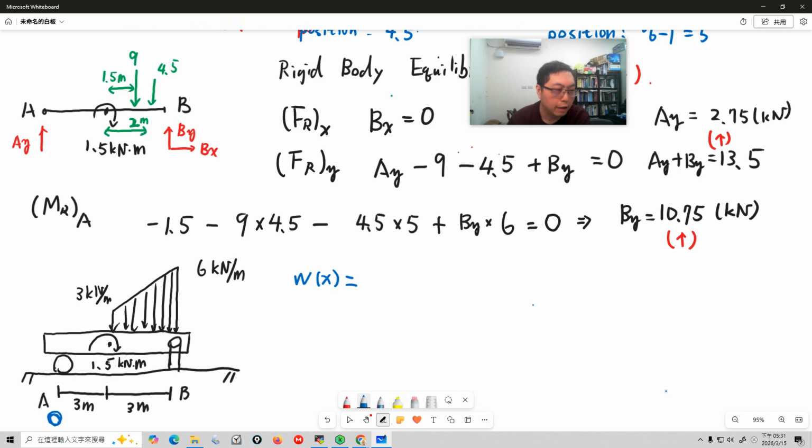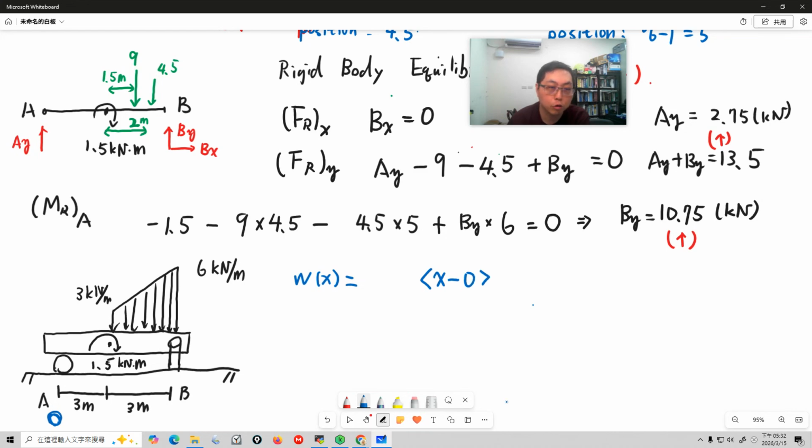We start from the left. At the point A, be careful, we have a reaction force, reaction force AY, 2.75 kilonewton pointing up. So at position A we have a concentrated load. If we want to represent the concentrated load by a discontinuity function, it's at position equal to 0.